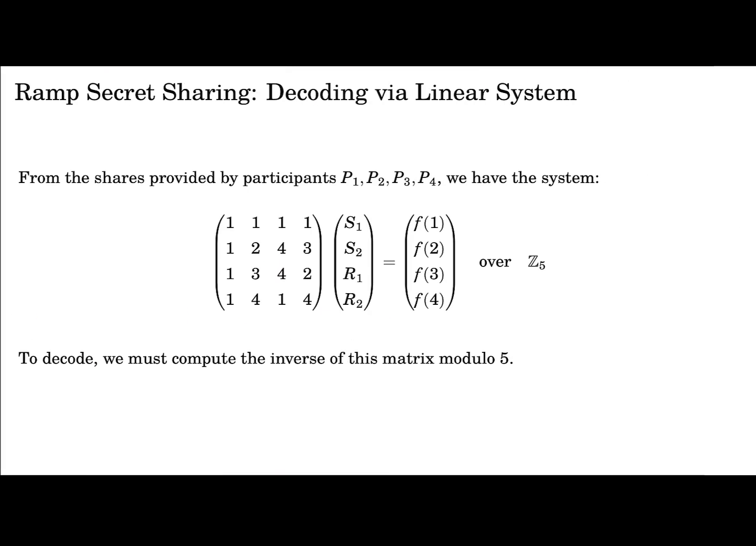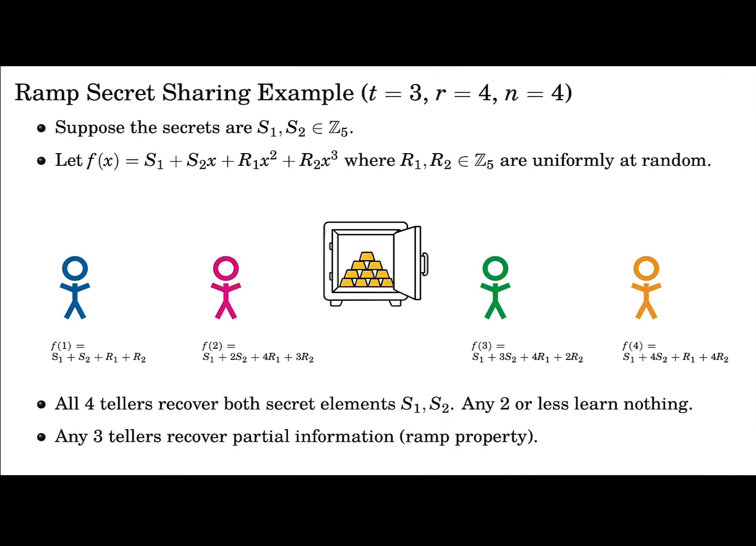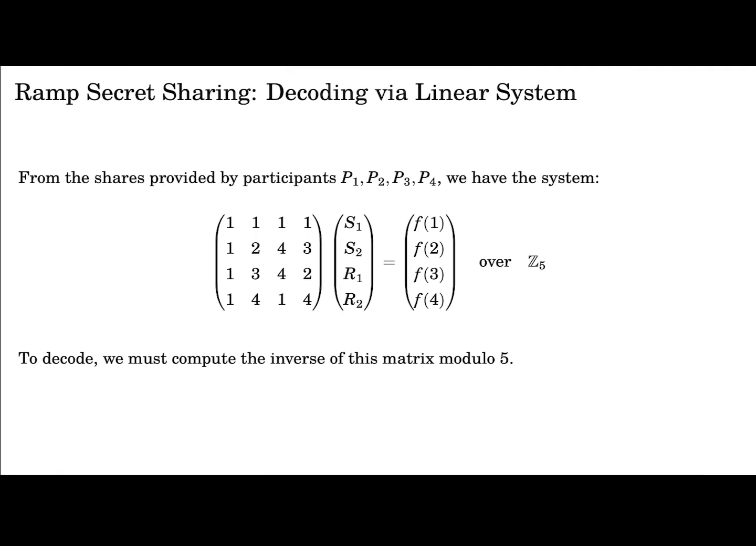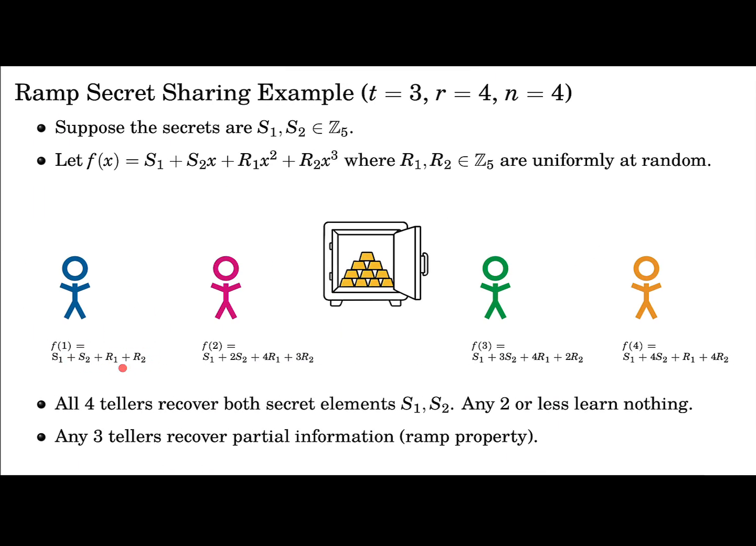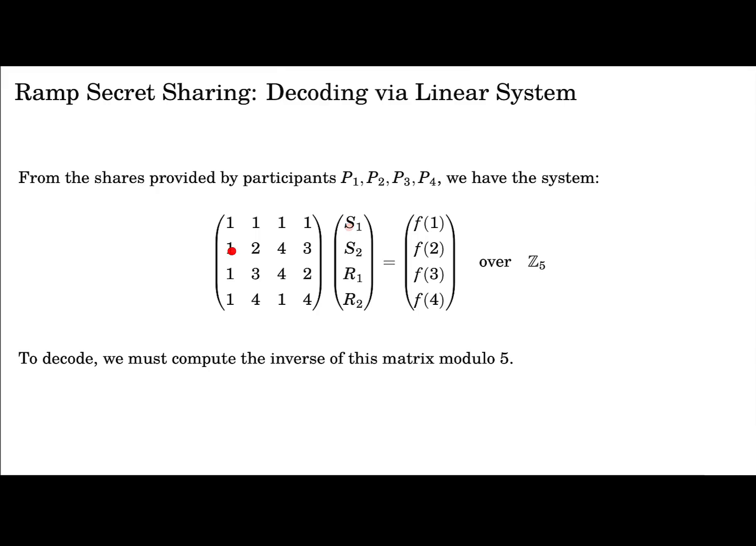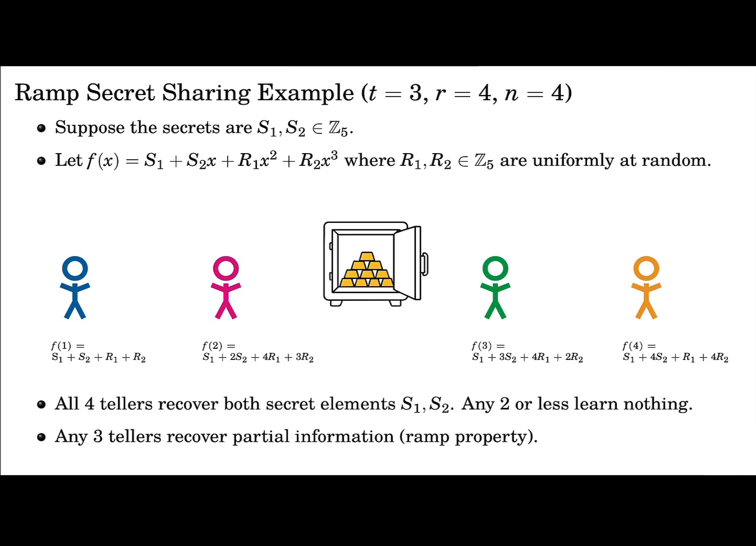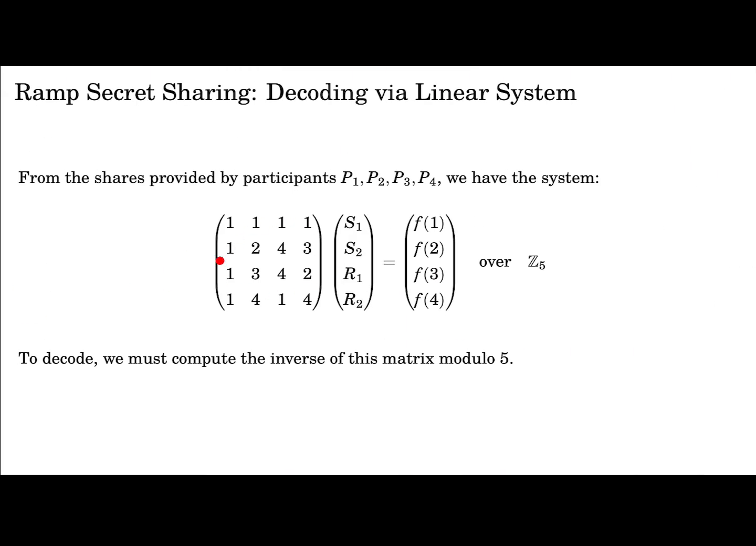So how does that look? If you write these out in equation form, this is going to correspond to the first row, right? So the first row here is S1 plus S2 plus R1 plus R2. So that's this first row over here. The second row is S1 plus 2 S2 plus 4 R1 plus 3 R2, which is exactly this equation here. And so this will correspond to the third row, and this will correspond to the fourth row. And so this is what you get, and what you want is to solve for S1 and S2.